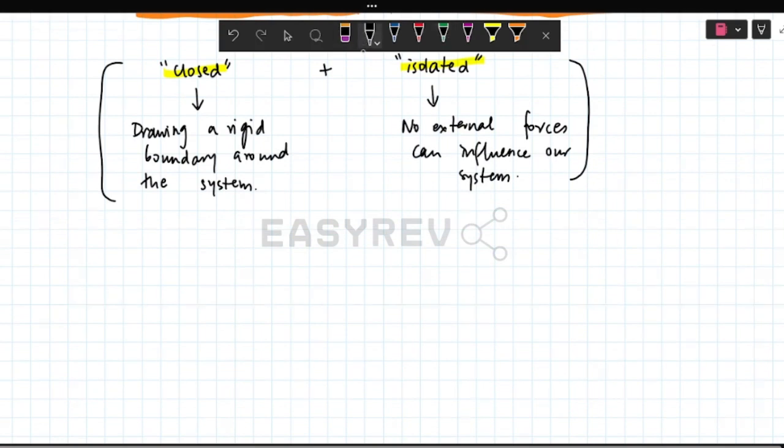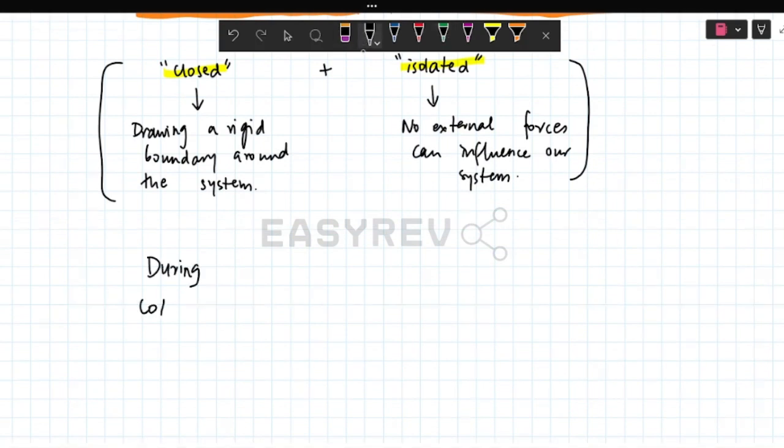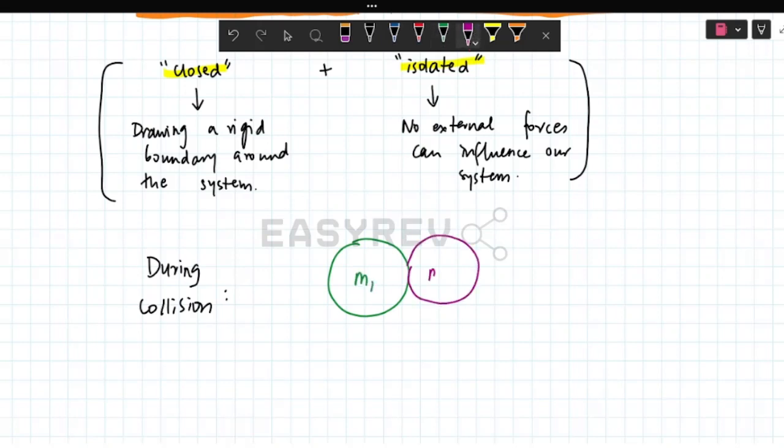During collision, at least visually speaking, you can expect the system will look something like this. You have m1 colliding very close and in contact with the purple ball. Now, during this collision, we know that a force is definitely going to be exerted, right? And there will be a force that the green ball exerts on the purple ball. Let's call that force F1. So I repeat, F1 is the force exerted by ball 1 on ball 2.